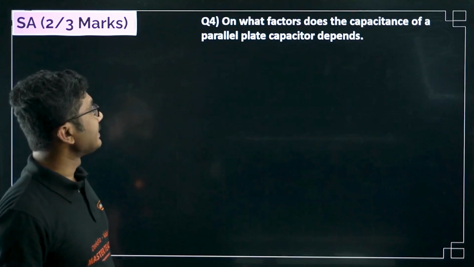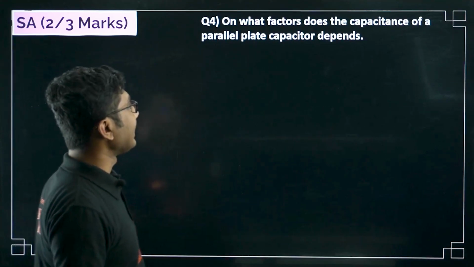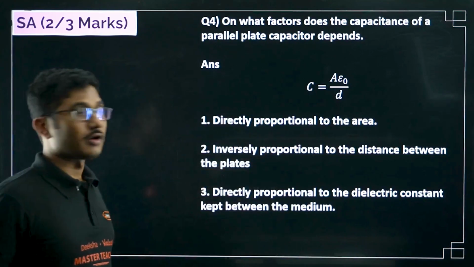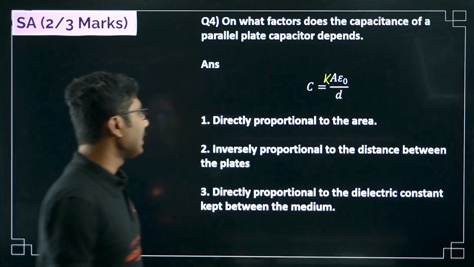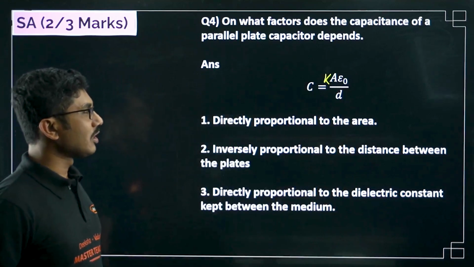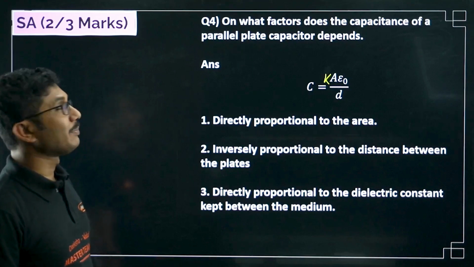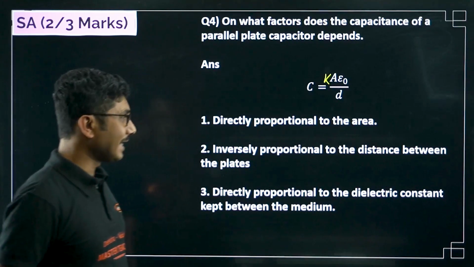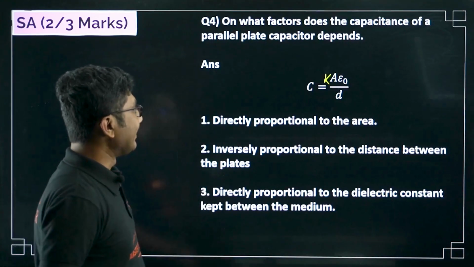Now next is what factors does the capacitance of a parallel plate capacitor depend on. So first of all, you have to write the equation for parallel plate capacitor. Here there will be K, and you have to mention that it is directly proportional to the area A, inversely proportional to the distance between the plates d, and directly proportional to the dielectric constant K of the medium kept between the plates. So that is very clear, I hope.